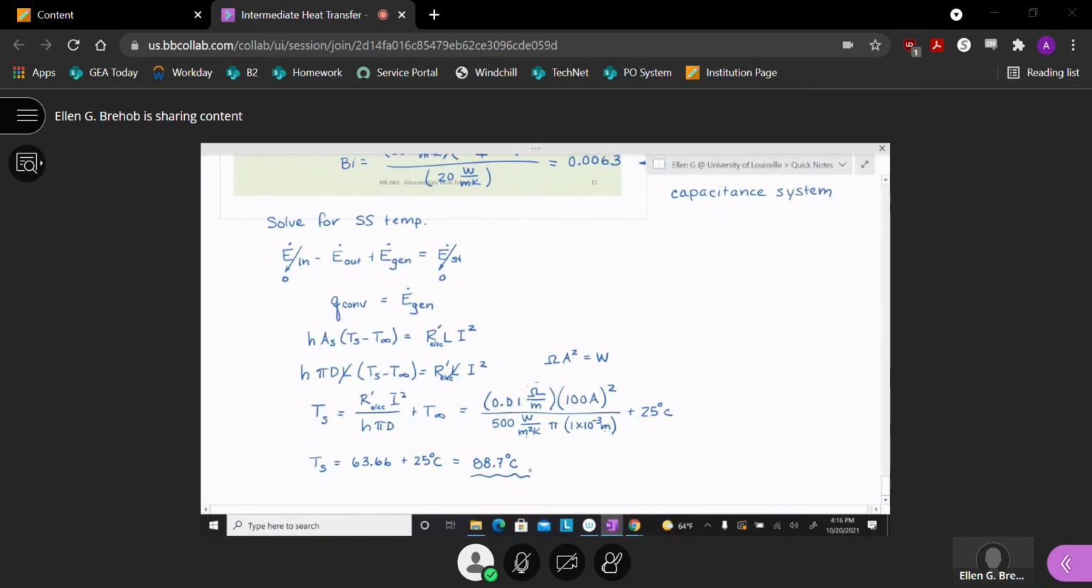I am very used to writing for convection off the surface, so we think of that as the surface temperature of this wire. But we've already said that this wire behaves as a lumped capacitance system. So really, the temperature is nearly uniform at this 88.7 degrees C throughout the wire.